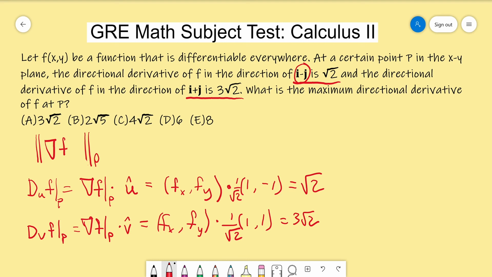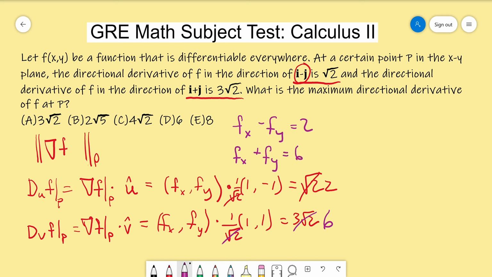I'll just write it so it'll be clearer. First of all, let's multiply through by root 2. That'll get rid of this. This will turn into 2. And this will also turn into 2, so that'll make this 6. 3 times 2 is 6. Okay, so what do we get here? This becomes dot product, so fx minus fy equals 2, and the second equation gives us fx plus fy equals 6.